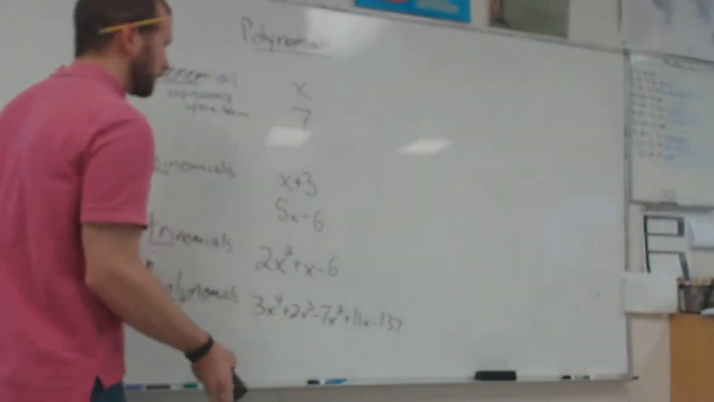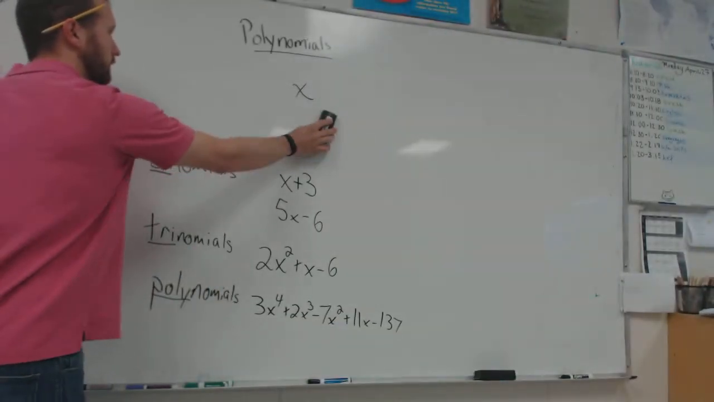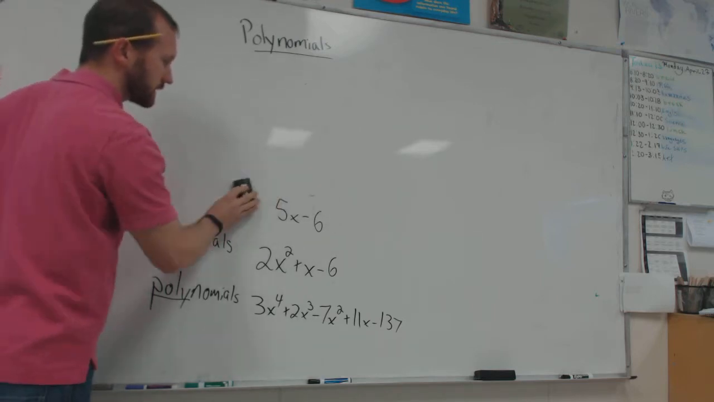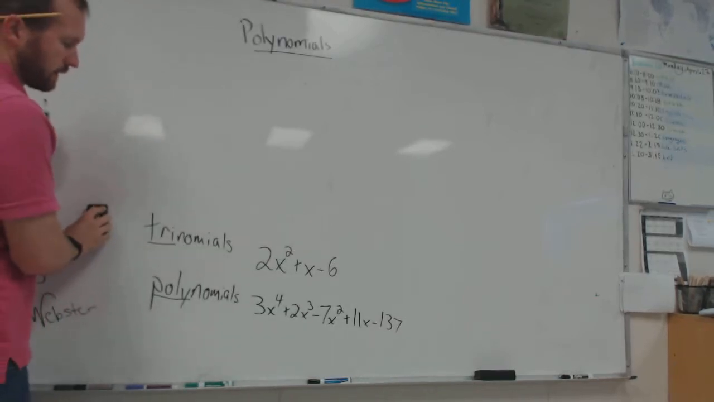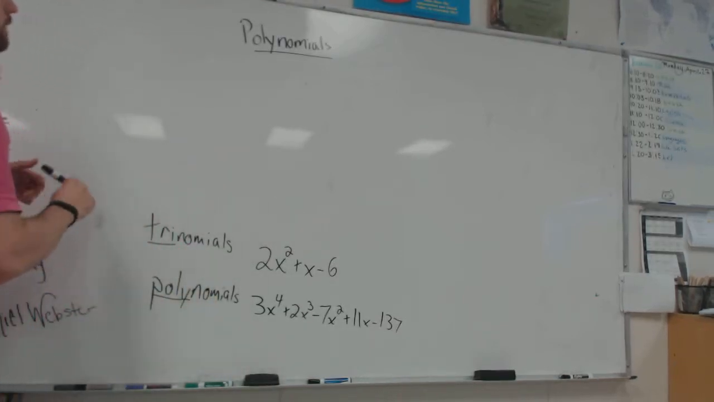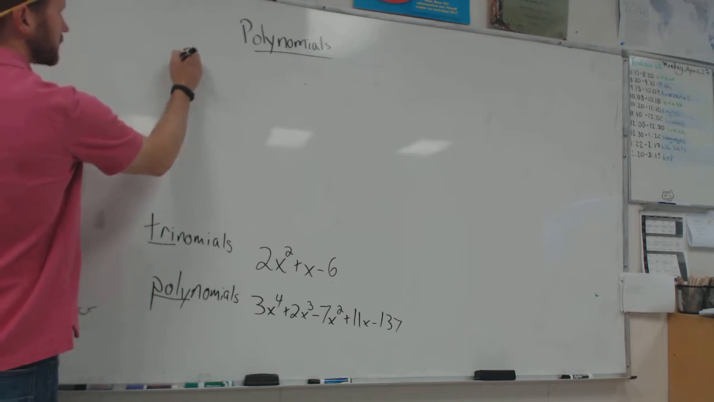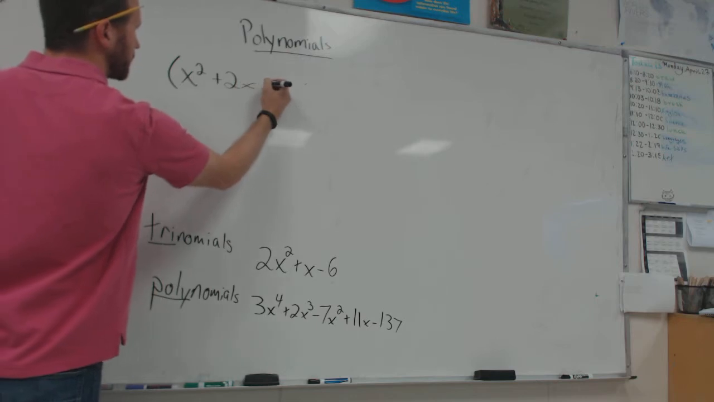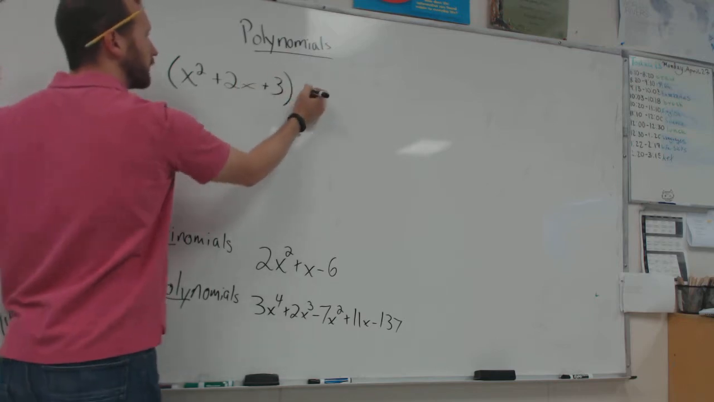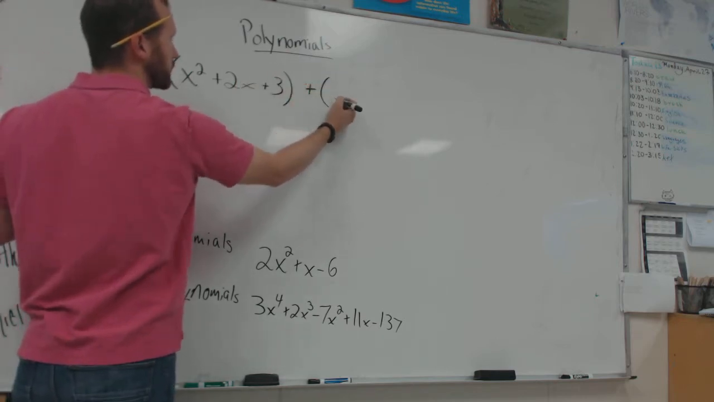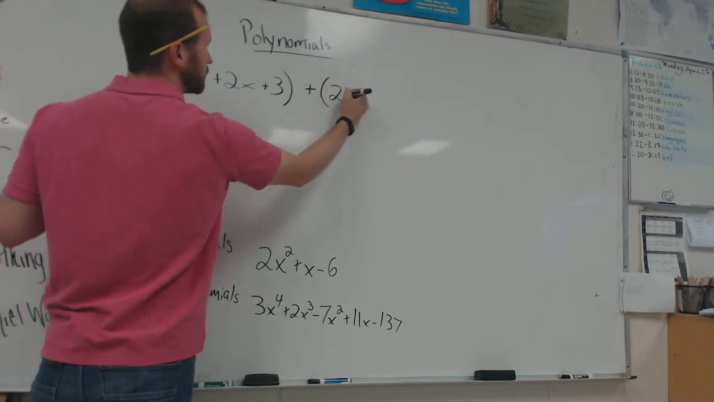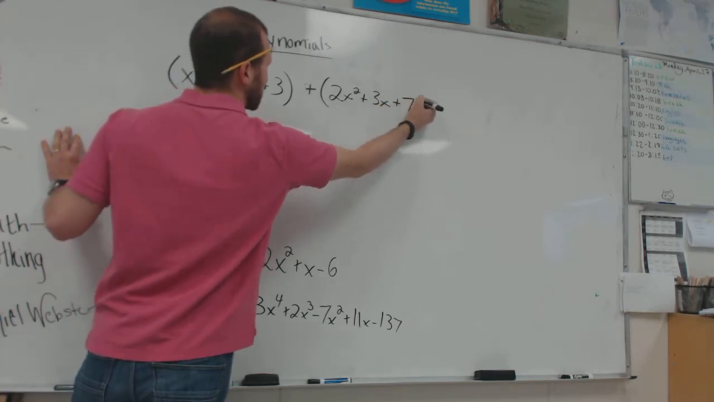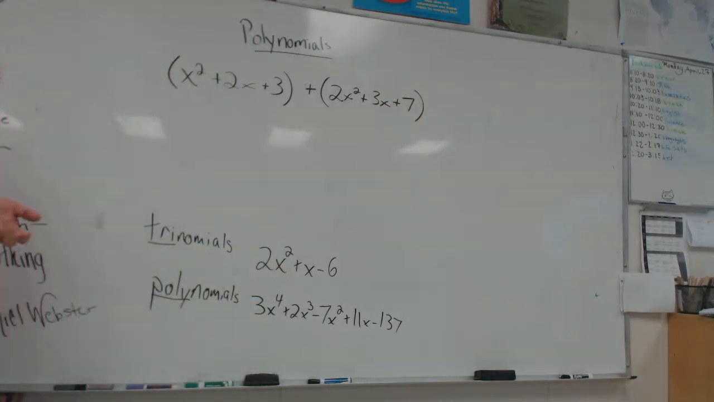So, I'm going to start erasing. The next thing we're going to talk about is how do we add these things together? How do we combine them? Don't do it. You're not there yet? Okay. So let's say I had this polynomial, x squared plus 2x plus 3. And I wanted to add it to this trinomial, 2x squared plus 3x plus 7. How do I do that?